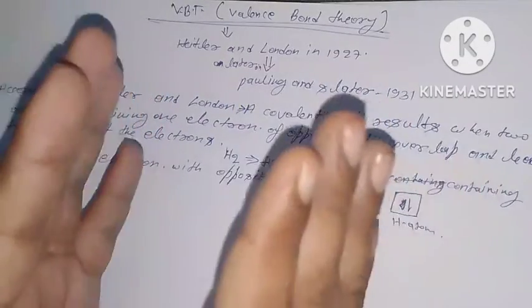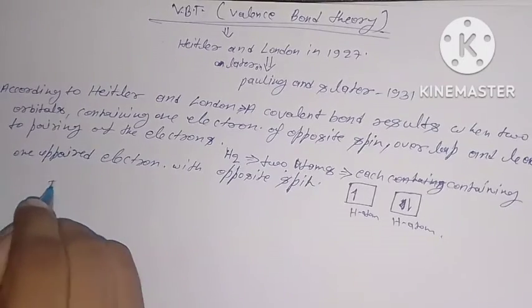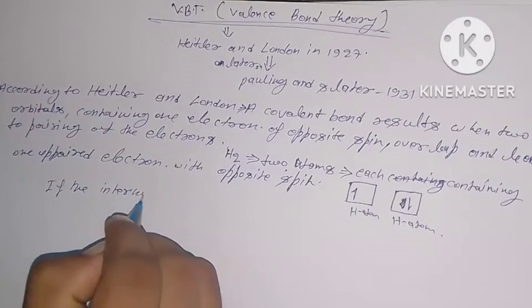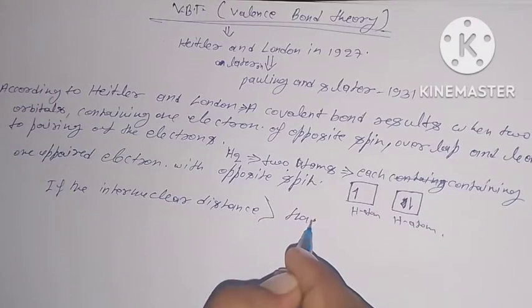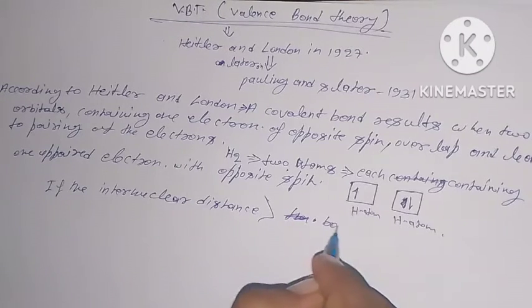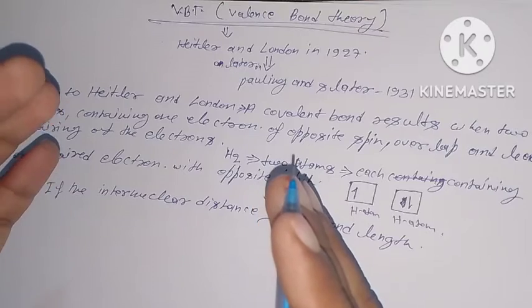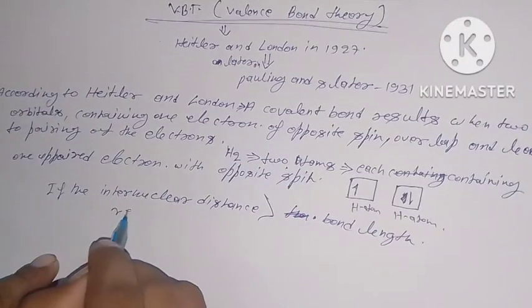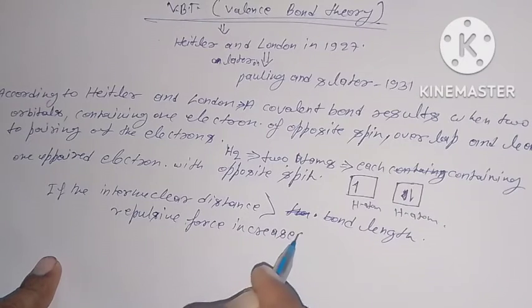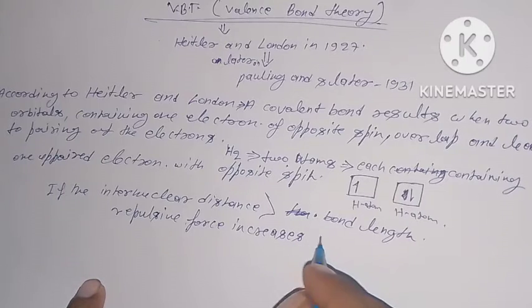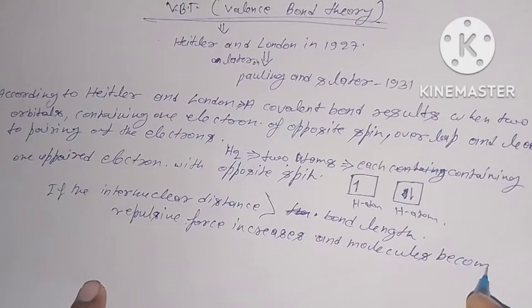If the internuclear distance is less than the bond length, the repulsive force increases and the molecule becomes unstable.